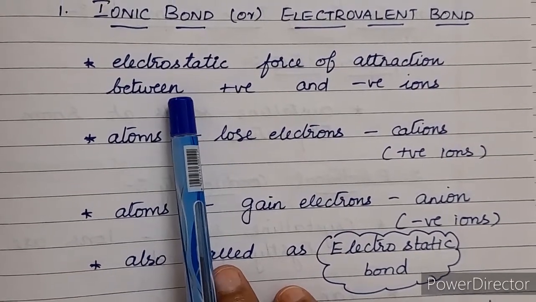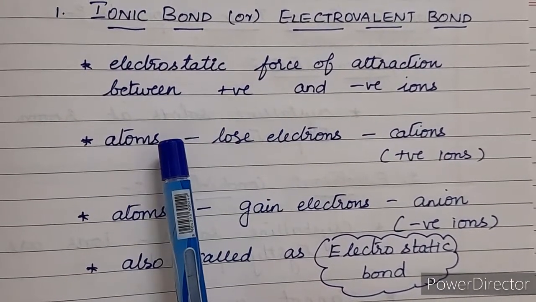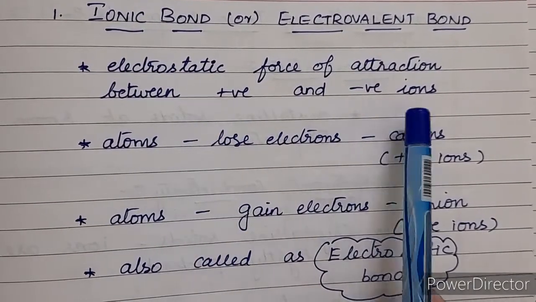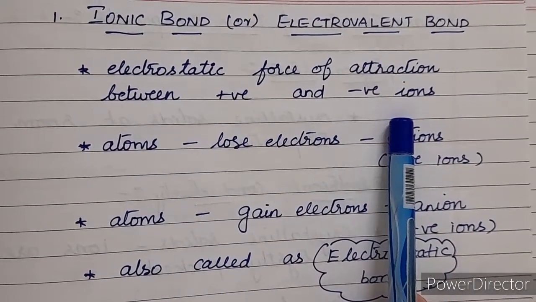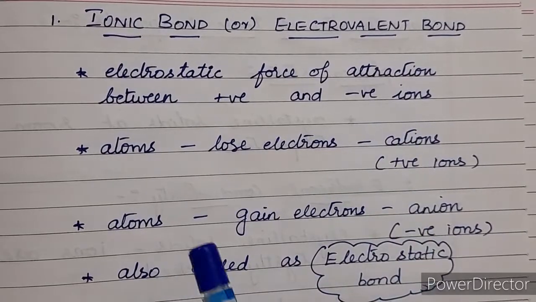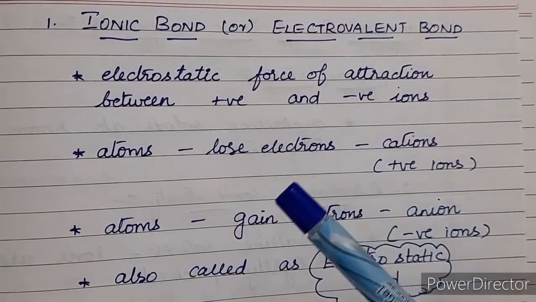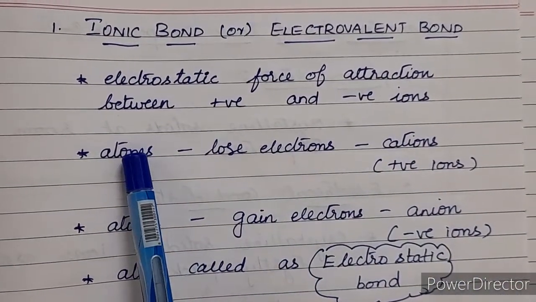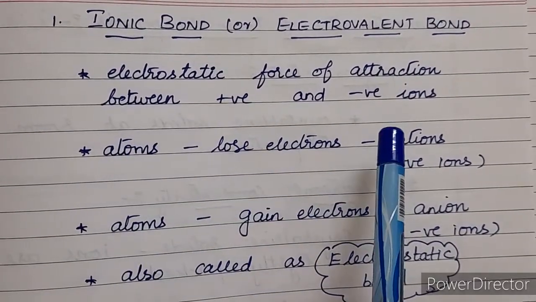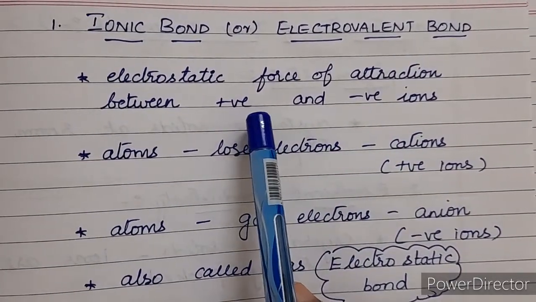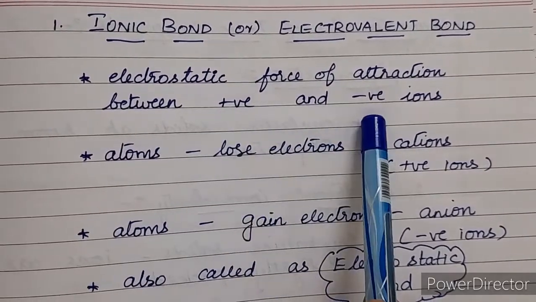That is, it is an electrostatic force of attraction between the positive ion and the negative ion. So here the bond is formed between 2 atoms when 2 or more electrons are transferred from the valence shell of one atom to the valence shell of the other atom. Now here it is a force of attraction between the positive and the negative ion.